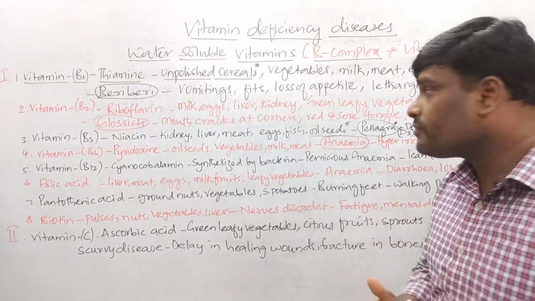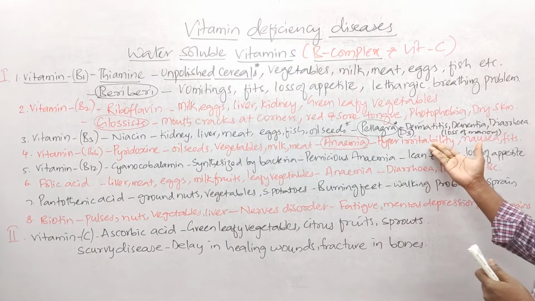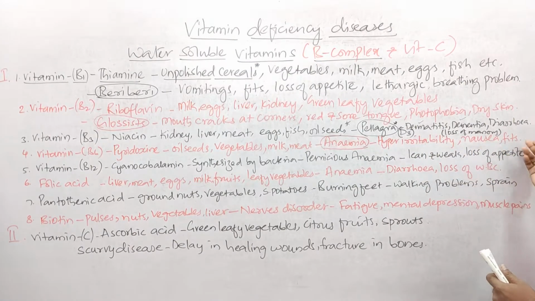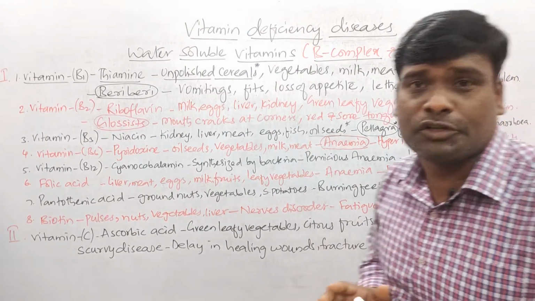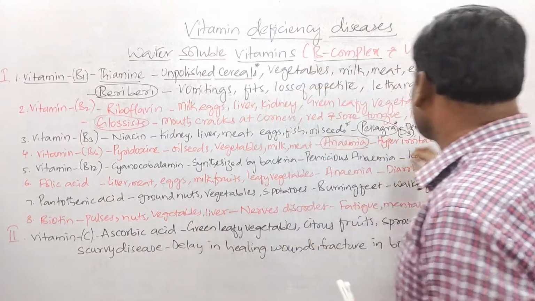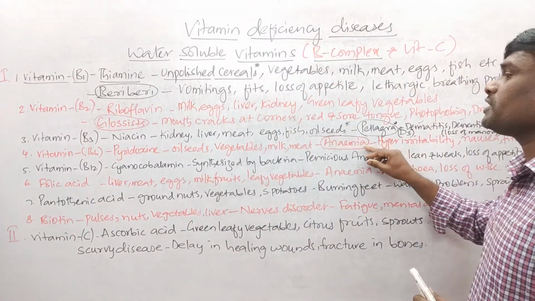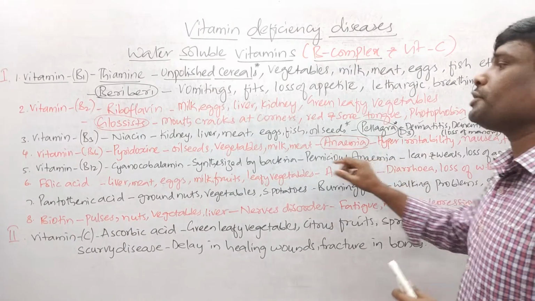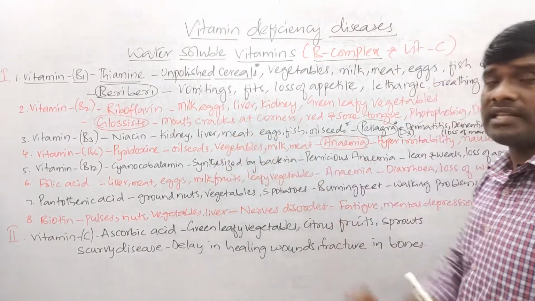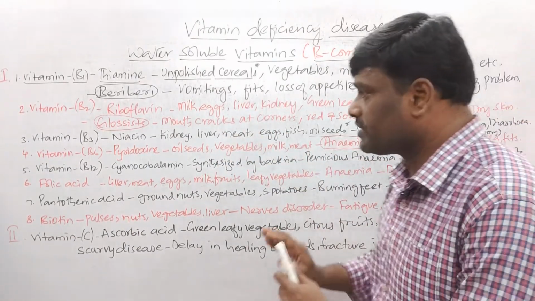What are the symptoms of this? Hyperirritability, nausea, and fits. Fits mean convulsions. Got it? So these are the symptoms of the deficiency of pyridoxine, which we commonly call vitamin B6.